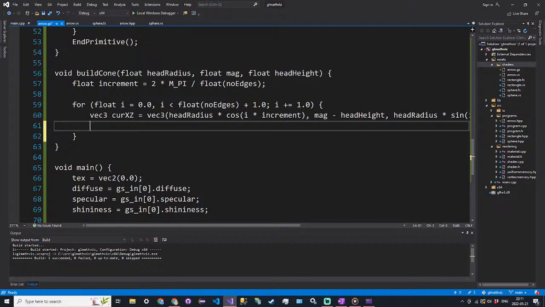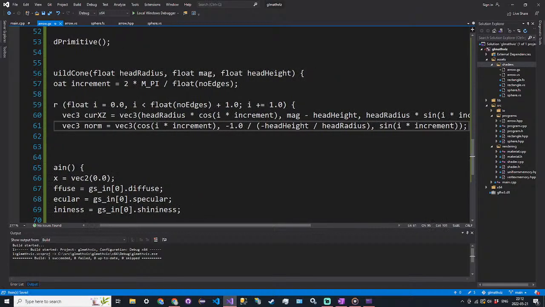But yeah, so we have our xz coordinate, and now we have the normal, which is equal to cosine of i times increment, and we're going to say minus 1.0 divided by minus head height divided by head radius, just to emphasize that it's the negative reciprocal, and sine of i times the increment. And I will also add a comment there.